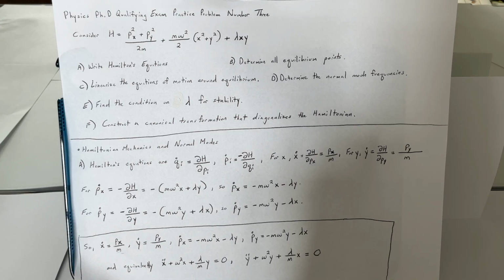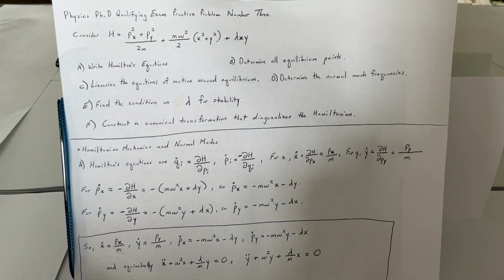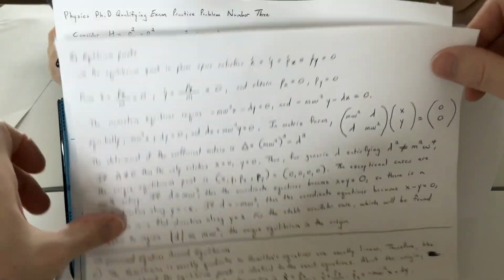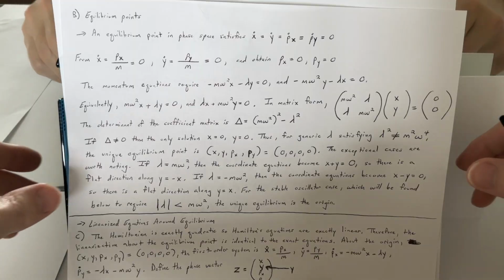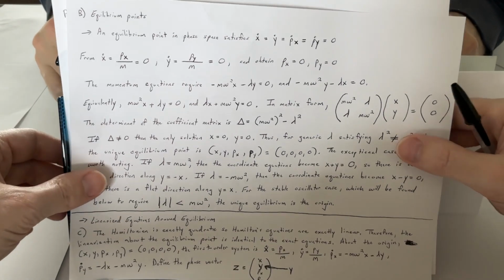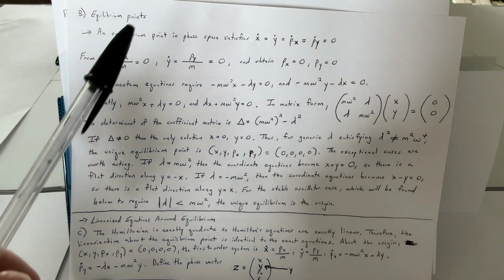Okay, so moving along to part B. Part B, determine all equilibrium points. So just going to switch now to part B, see if this holds. I don't think it will. Oh, it did. Oh, temporarily. Let's see. Okay, so for part B, equilibrium points.